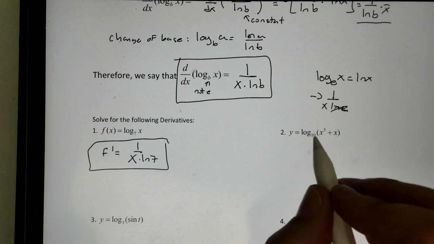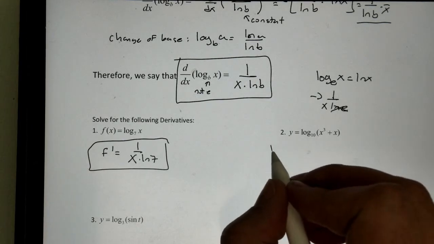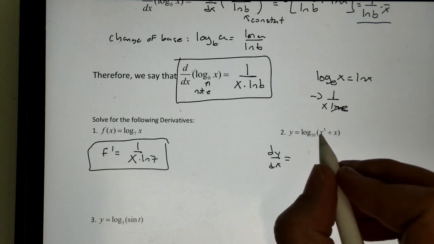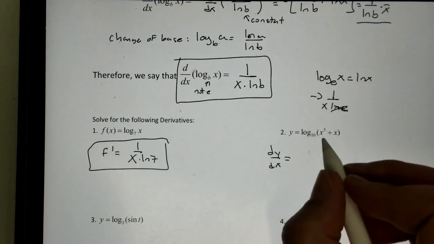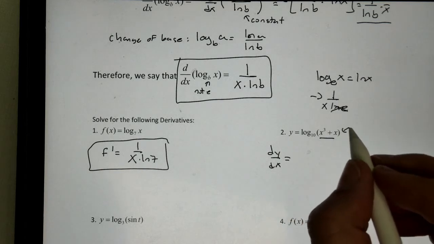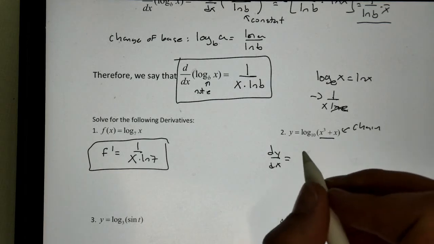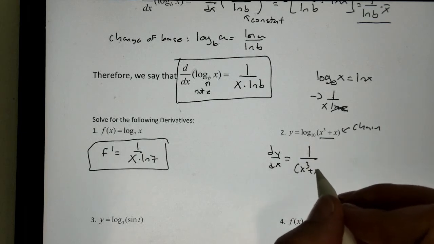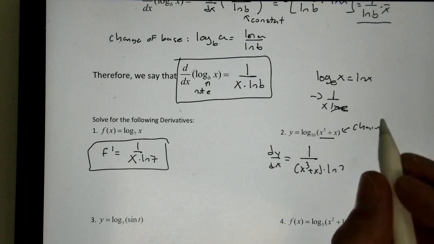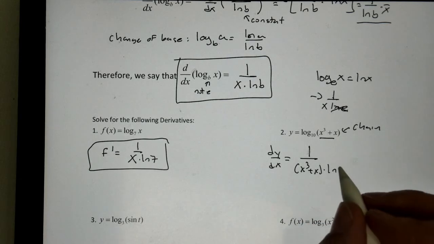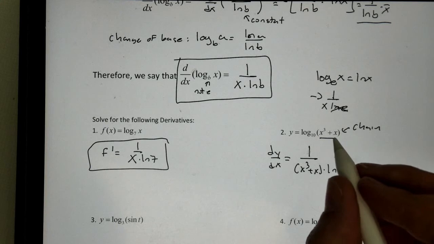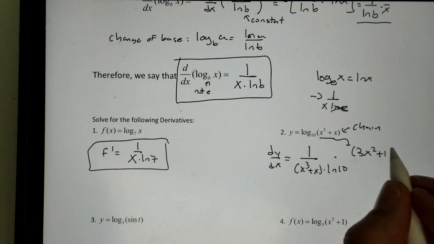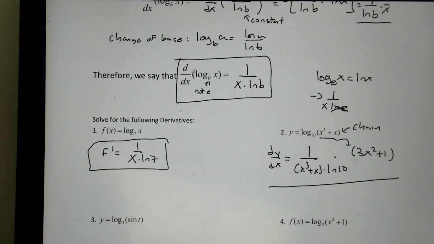All right, for number 2, when we take the derivative here, we would get dy/dx equal to 1 over. Anytime we take the derivative of a log, we're going to get 1 over that function. Now be careful, this one does have a chain rule for us. We would get 1 over this x cubed plus x times the natural log of 10. And then we're going to multiply that by our chain rule. I'm going to use parentheses here, 3x squared plus 1. And there's your derivative right there. Don't simplify that.